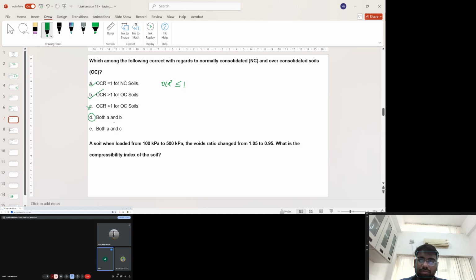For NC soil, is it equal or less than also, sir? Ideally it is less than 1. For less than 1, we also use the term under consolidated. Normally for NC, many books mention OCR equal to 1 only. In this case, NC soils usually have OCR equal to 1. OCR less than 1 essentially means under consolidated soil.